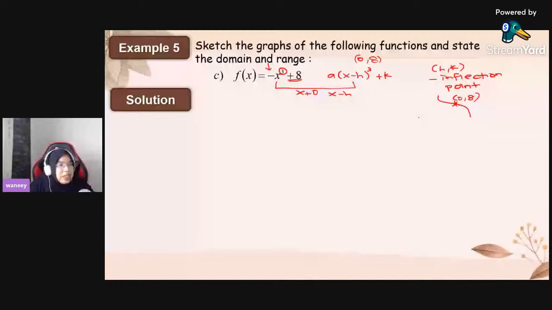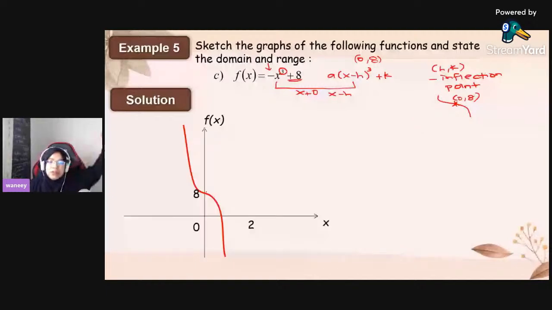Okay, so this is the inflection point. As usual, we start from the left hand side until we meet 0, 8, and then we need to change the concavity. So start from the left and then you change your concavity. Okay, so now what about the domain as well as the range?